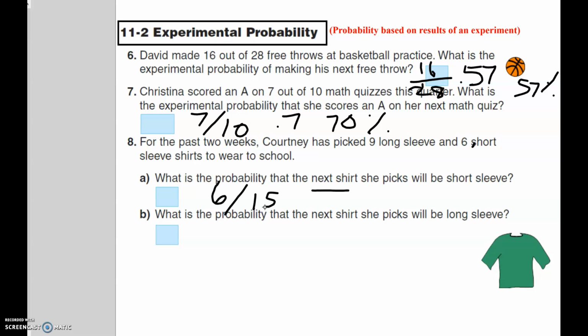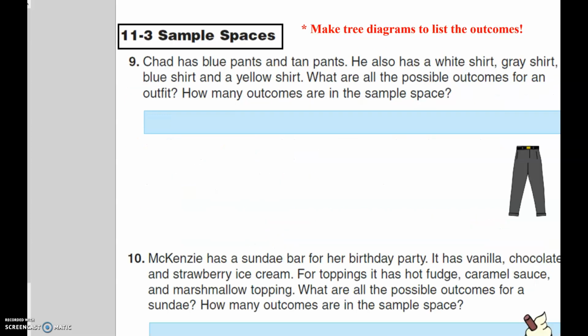What's the probability that the next will be long sleeve? She has 9 long sleeve out of 15. Okay? Next section, we're going to do tree diagrams if they ask us to.